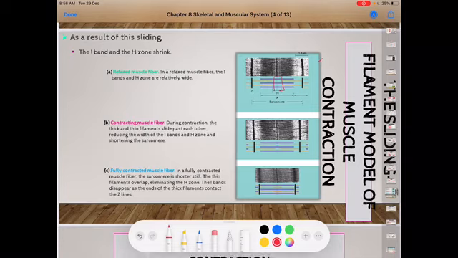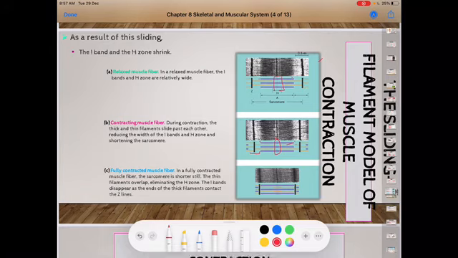Okay, let's look at the contracting muscle fiber. During contraction, the thick filament, this is the thick filament, and the yellow part is the thin filament, slide past each other and reduce the width of the I band. Okay, this is the I band. The width of the I band is reduced compared to the relaxed muscle fiber. And the H zone, so this is the H zone, also becomes shortened.